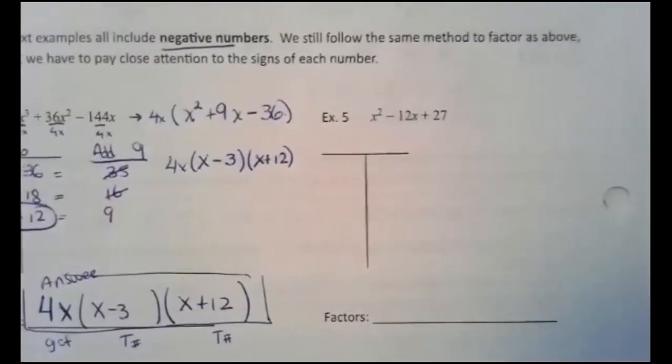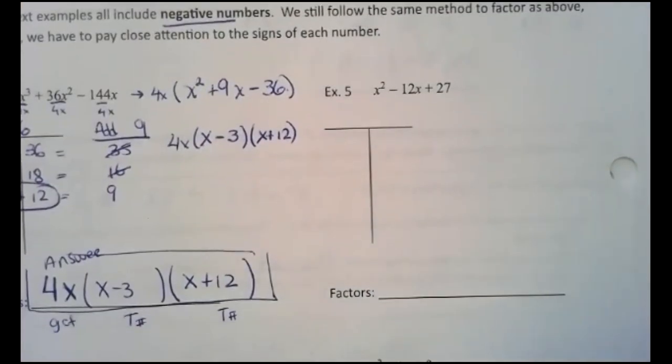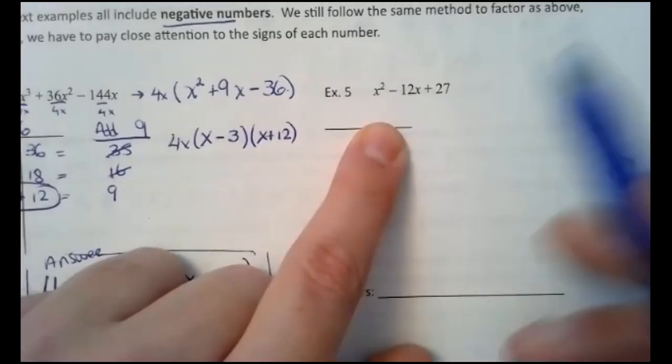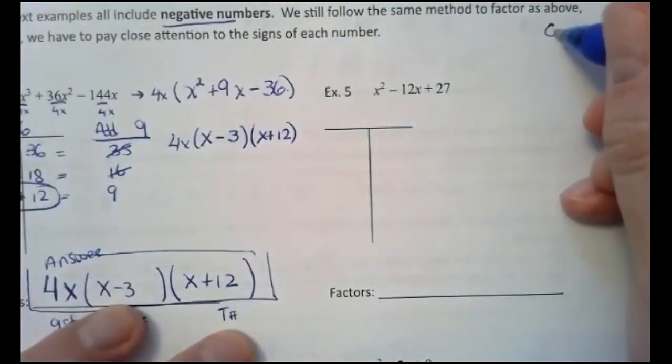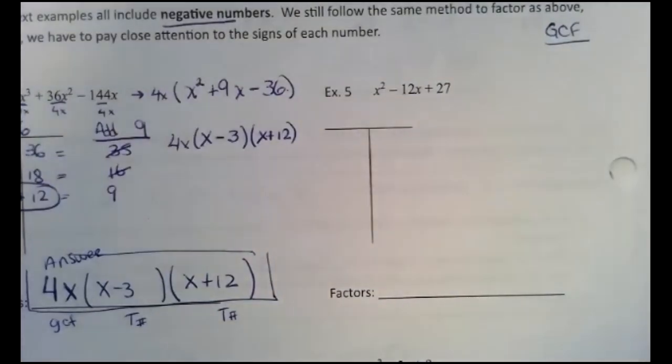Looks like we have 11 minutes. There's a couple exercises at the bottom. There's something on the next page. Let's see how far we can get. All right, is there a GCF for number 5? If so, what is the GCF of number 5?